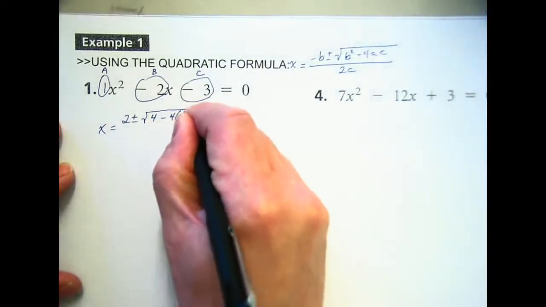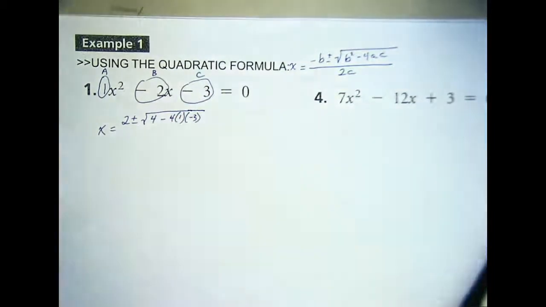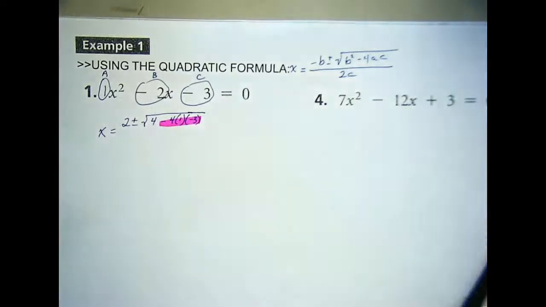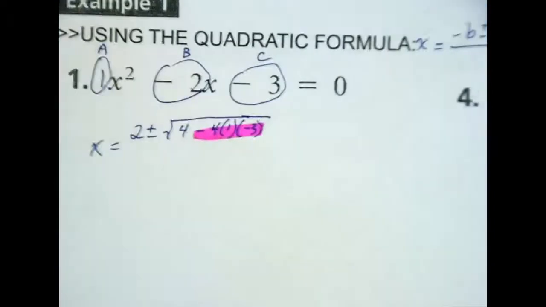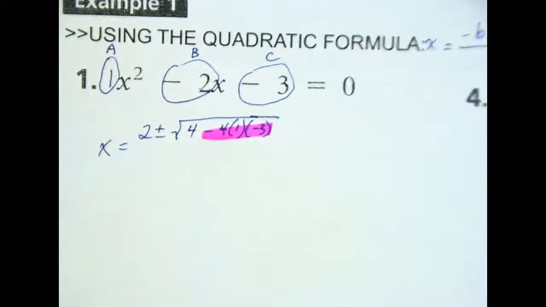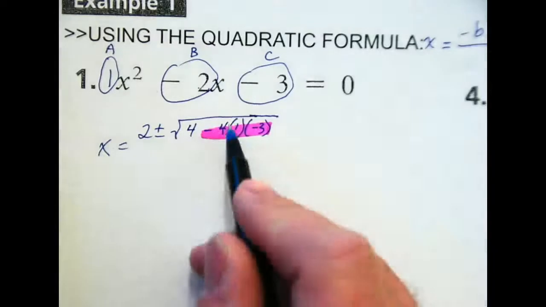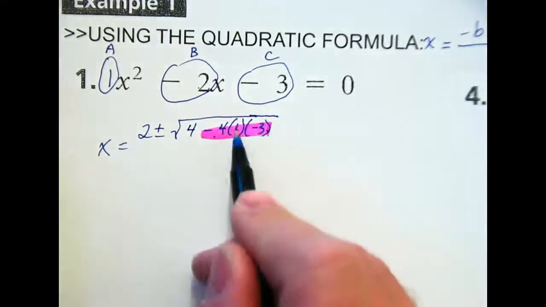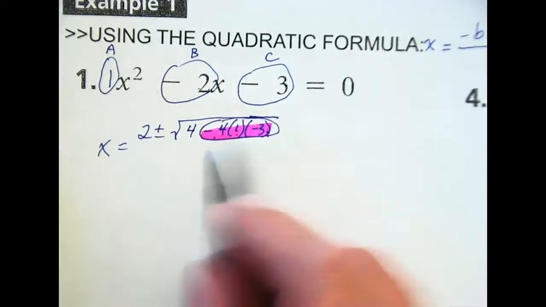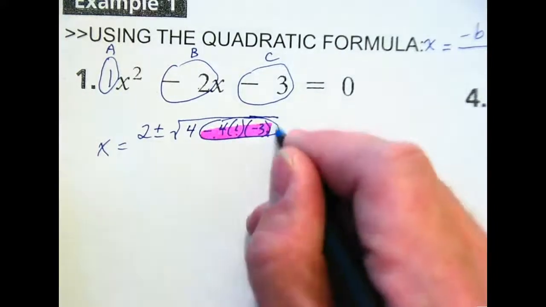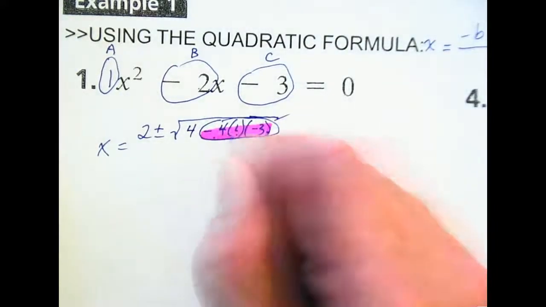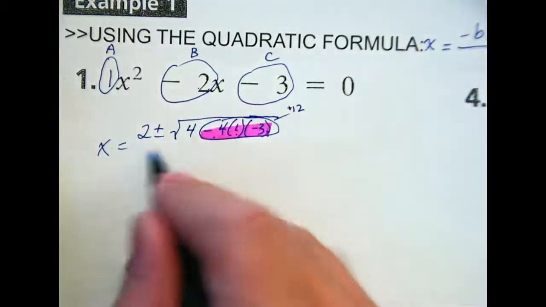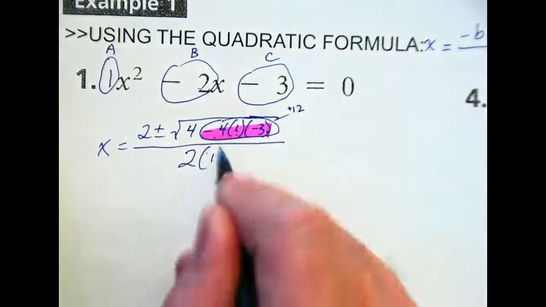Now I really focus in on this back piece, because a lot of the time when students make mistakes, here's where their mistake gets made. Let me zoom in on that. That is a negative 4 times 1 times negative 3. That's a negative and a negative. If either a or c are negative, then this is going to make a positive value right here. I always circle it and write in what that is. That gives me a positive 12. Then we have all over 2 times 1.